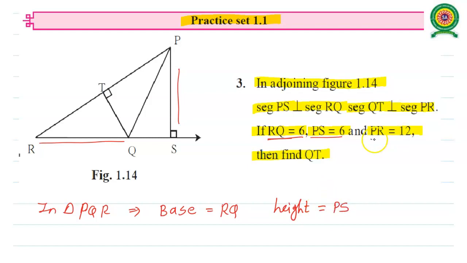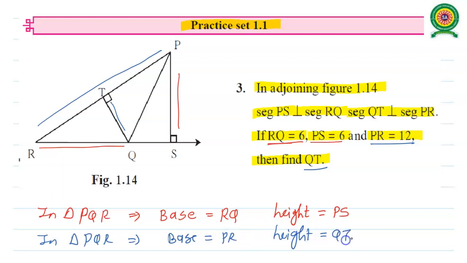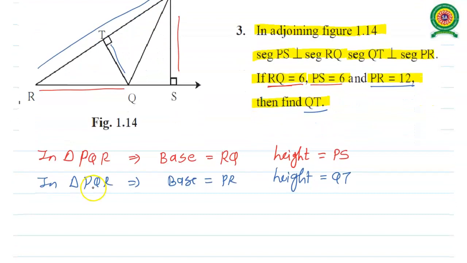Now look at PR and QT. Once we consider PR and QT, QT is the perpendicular drawn on PR, so that PR is the base and QT is the height of triangle PRQ again. So in triangle PQR, base becomes PR and height becomes QT. Now both triangles are the same one, so ultimately we can write the area of triangle PQR itself.